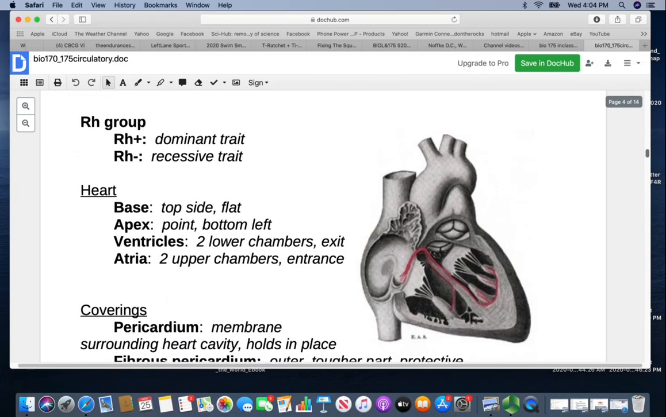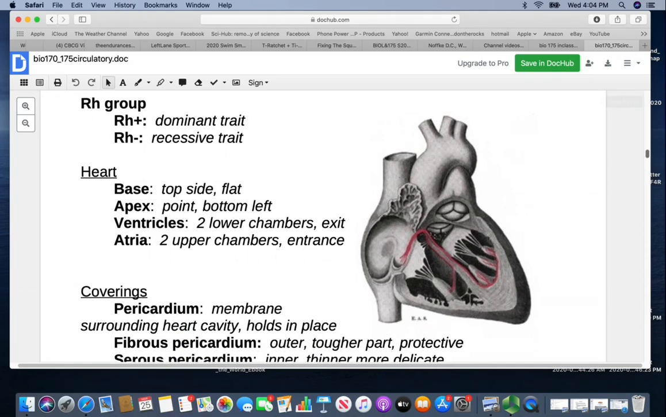So now looking at the heart, with this illustration of the heart, if you printed your notes out in black and white from my class, you may want to highlight this red line on here that we'll refer back to later when we talk about the electrical conduction of the heart. So the base is the top side of the heart. So this would be the base running along this line. The apex is at the bottom. It's a pointy part. It's going to be on the left side.